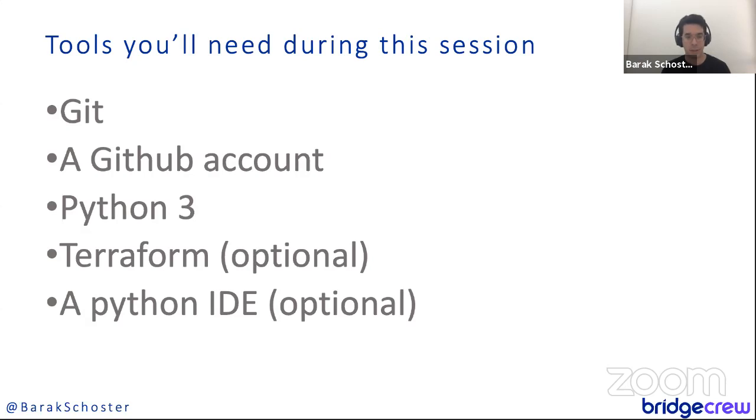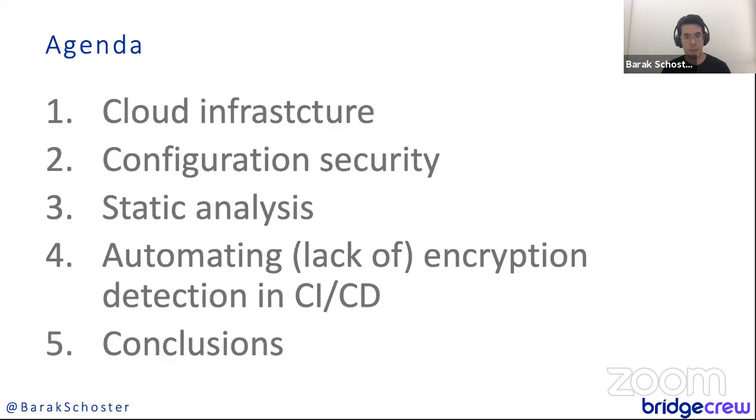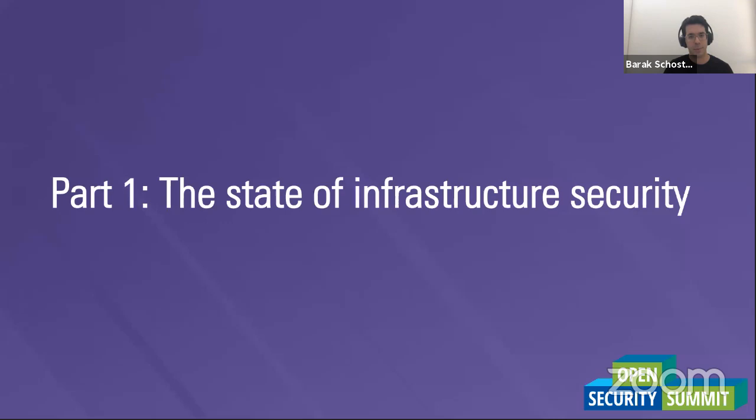All right, so what's on the agenda today? We're going to talk about what a cloud infrastructure is, what configuration security is, and how you would analyze those. We'll do a drill of automating the task of detecting encryption, or lack of encryption, inside your CI/CD pipeline, and we'll talk about the conclusions. So let's start.